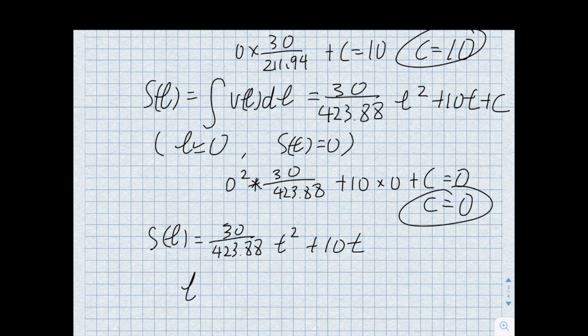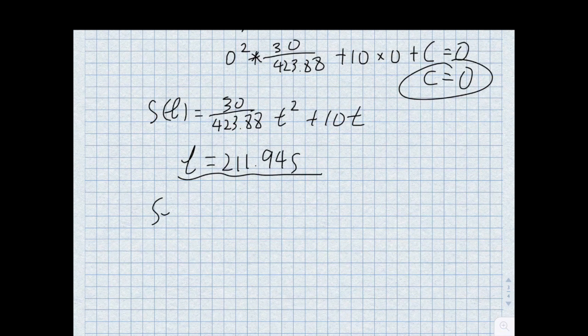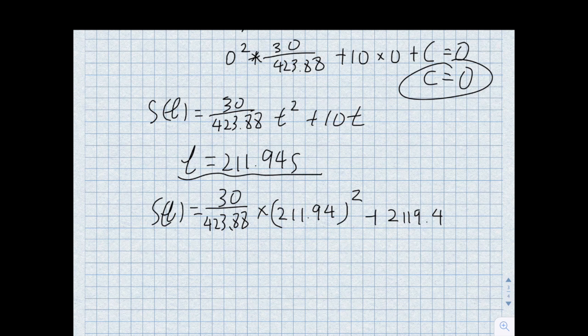We know that Mr. Casella has driven for 211.94 seconds. So substitute this t into the position or distance function. Now s(t) equals 30 over 423.88 times 211.94 squared plus 2119.4. So the final result for n is equal to 5,298.5 meters.